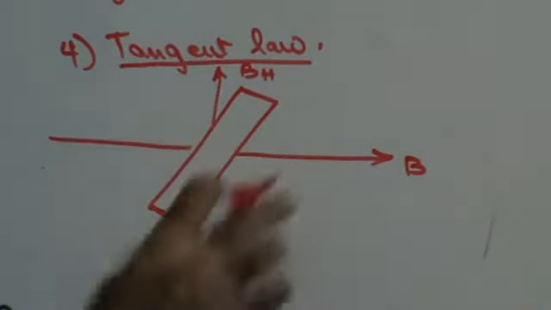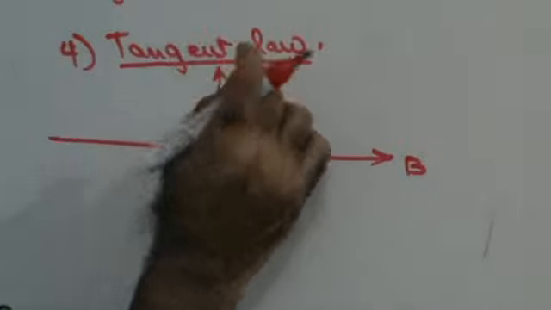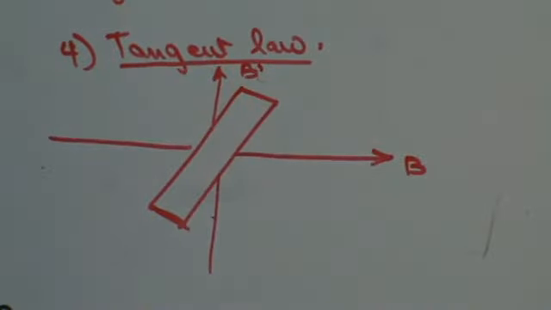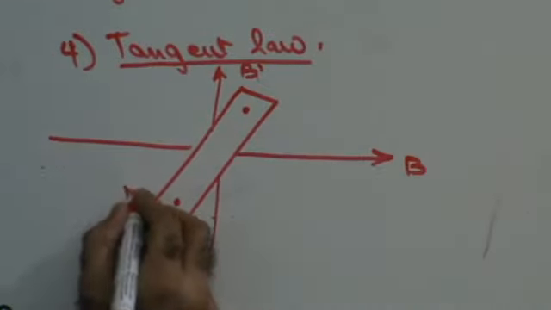Let us assume that this magnetic field is in the horizontal direction and its force is say B, and the other is, instead of BH, let's call this B bar. The other is in vertical direction and let us call this B bar. This is the north pole, this is the south pole of the magnet.